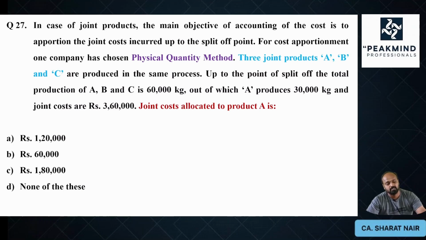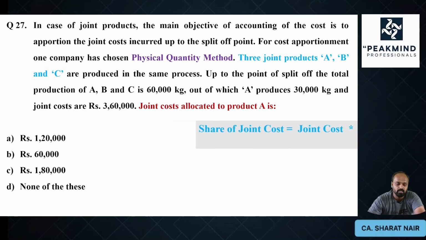This question is from the chapter joint cost. Here, a joint cost process happens. Three products come into the picture, A, B and C, and the joint costs are apportioned on the basis of the physical quantity method. Now what they have mentioned is that the total production of ABC altogether is 60,000 kg, of which A's share of the output is 30,000 kg. Now the joint cost is 3,60,000, which needs to be distributed to all the three products.